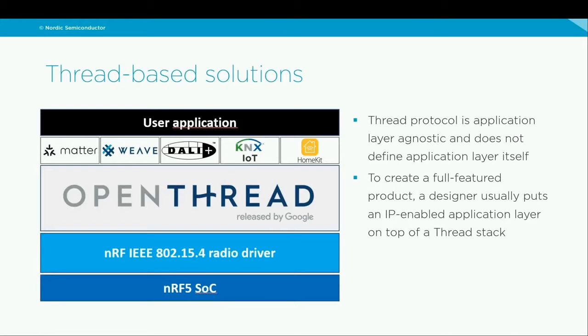It is an important principle that the Thread protocol is application layer agnostic and does not define an application layer itself. So to create a full-featured product, a designer usually puts an IP-enabled application layer on top of a Thread stack. So as you can notice again, Thread is more similar to Wi-Fi, which also doesn't define an application layer, than to other mesh protocols like Bluetooth Mesh or Zigbee, which define an application layer and data model, so Bluetooth Mesh models and the Zigbee Cluster Library.